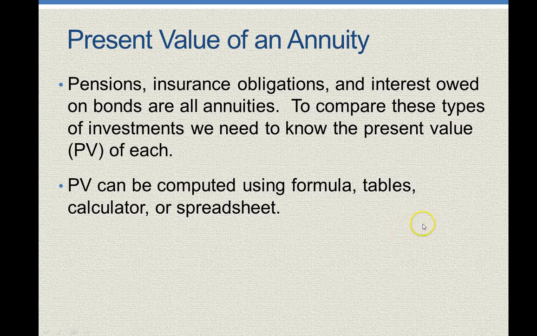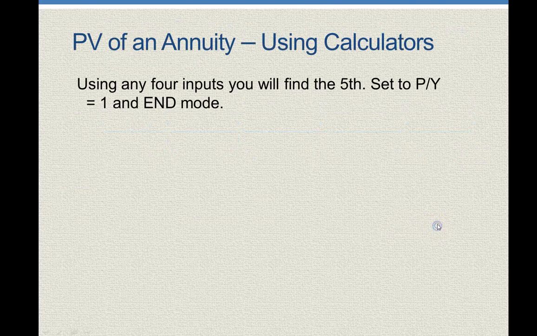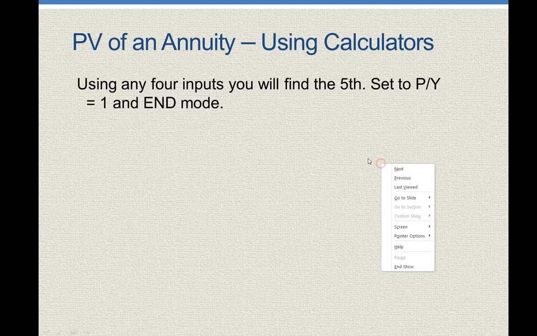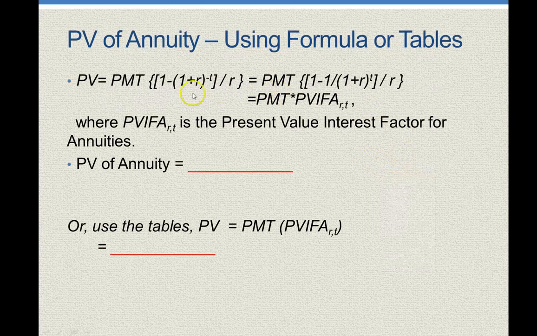Formula, tables. In terms of formula, the formula is present value of annuity equals payment times this whole chunk here, which is 1 minus (1 plus interest rate) raised to the power of negative t. Again, because we are calculating the present value, the power here needs to be negative. And then the whole thing is divided by the interest rate. So that's the formula approach.